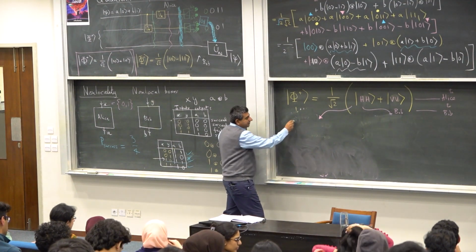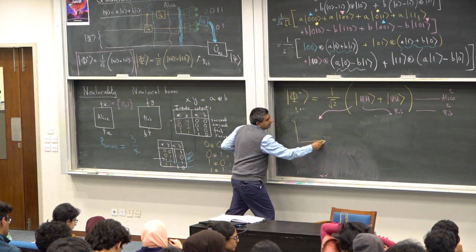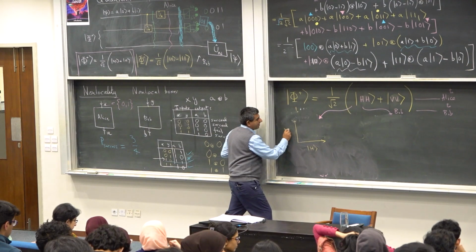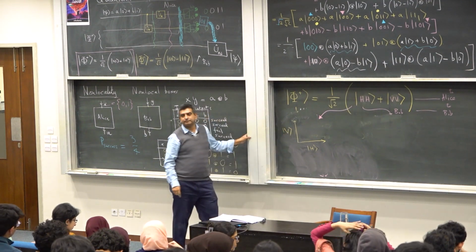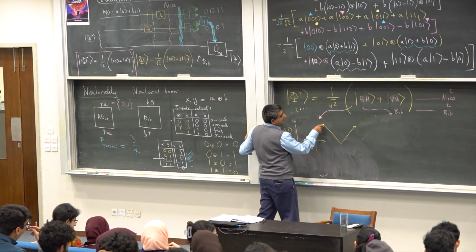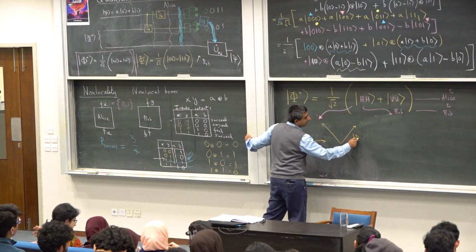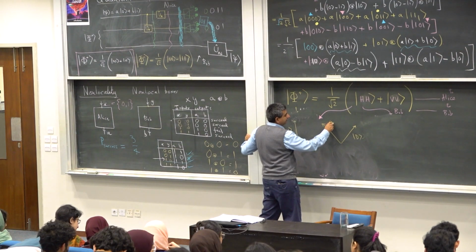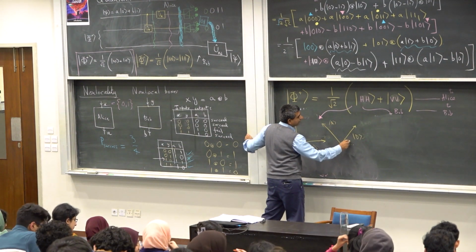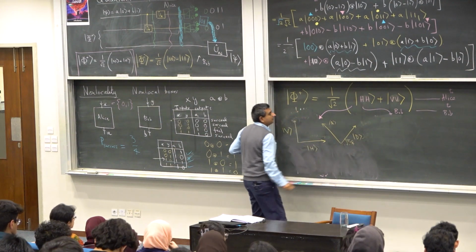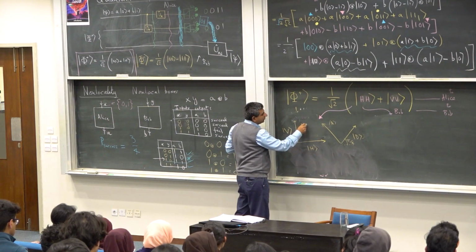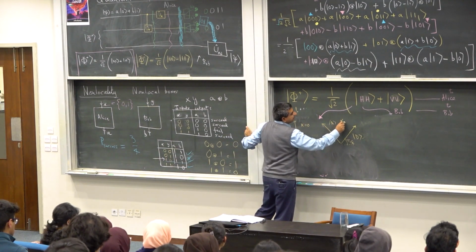So Alice measures in either the ket H V basis, or she measures in the D A basis. This, as you know, is pi by 4, 45 degrees. So these are Alice's two possible measurements. This is for x equals 0, this is for x equals 1.